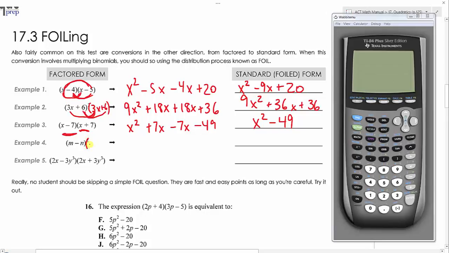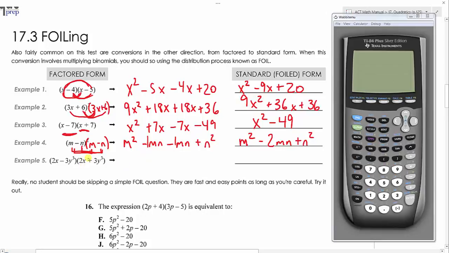And remember what I said. I said I'm going to go ahead and write down the other factor instead of just keeping that square there. So first terms, m squared. Outer terms, negative mn. Inner terms, also a negative mn. And the last terms here, negative n times negative n, would be positive n squared. So I get m squared. These are like terms. This is negative 1mn minus another mn. So that's going to be minus 2mn plus the n squared, and that is my FOILed form.